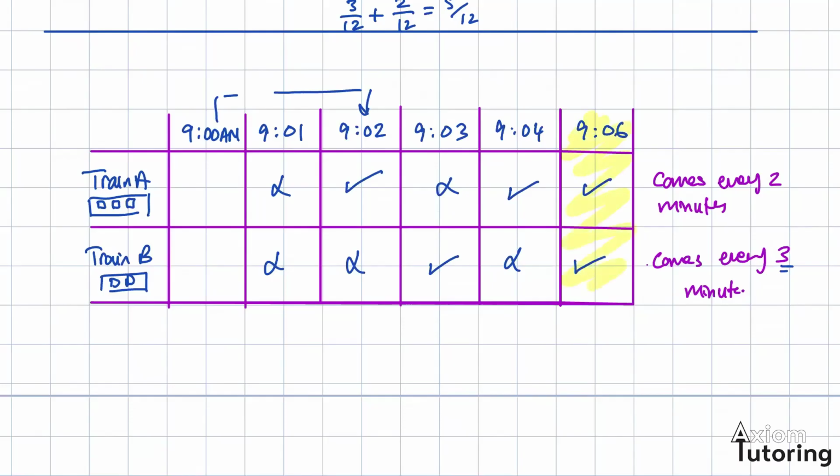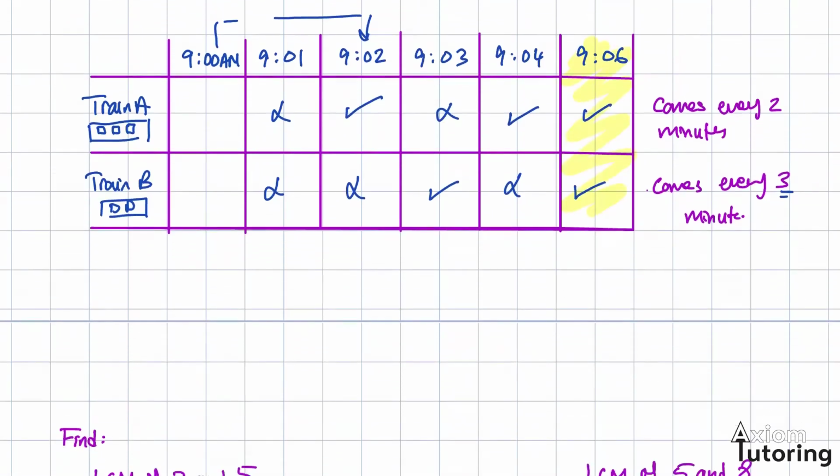And so the first time that they meet again after leaving is at 9:06, and that's because the LCM of 2 and 3 is 6. And so every 6 minutes, the two trains will both be on the platform. So if you want to jump straight from one train to the other, not spend any time on the platform, you'd aim to do it at 9:06. After that, the trains will meet in multiples of 6. So the next time they meet will be at 9:12 and 9:18 and so on.